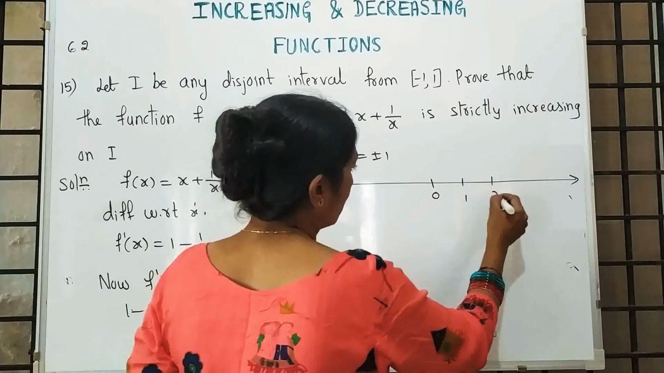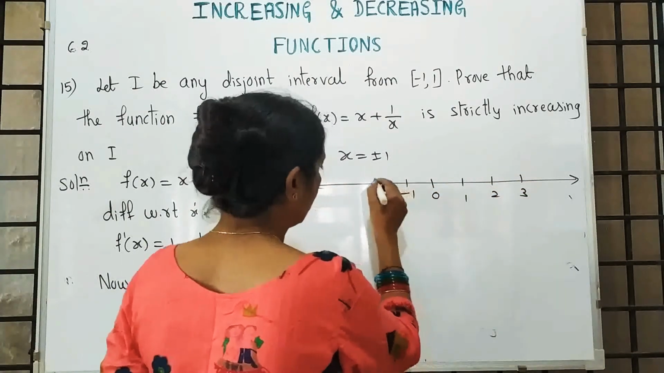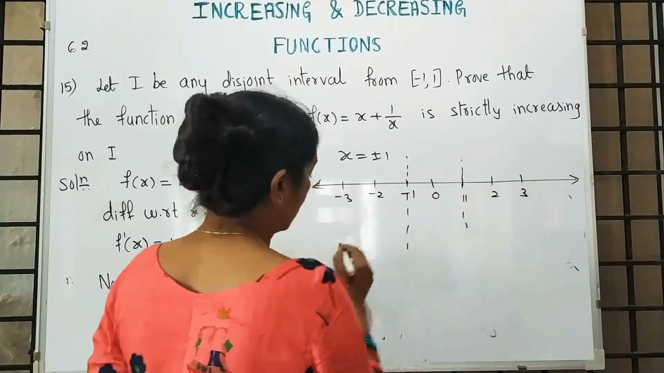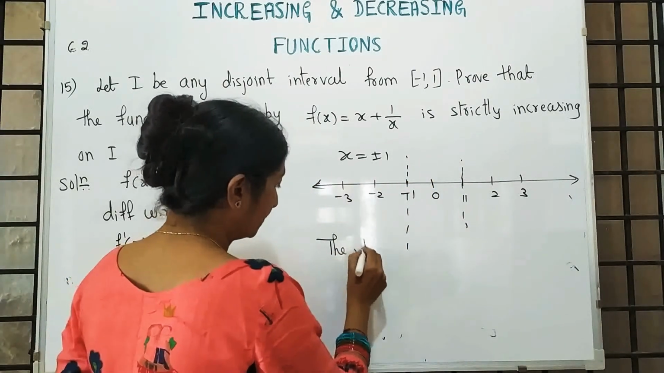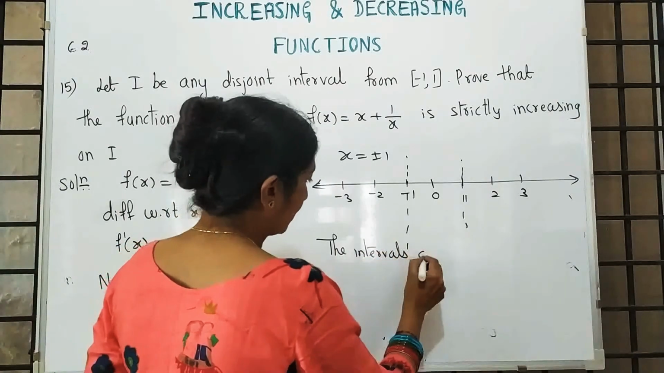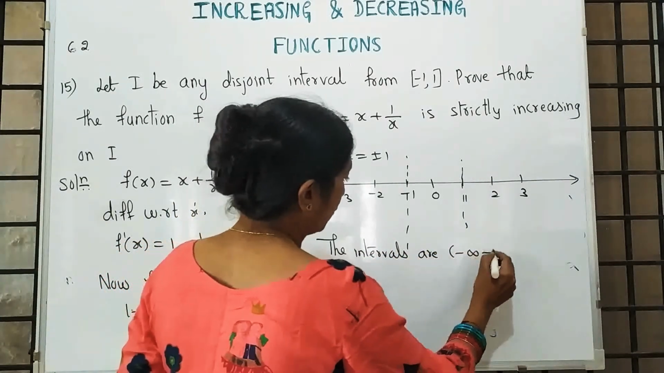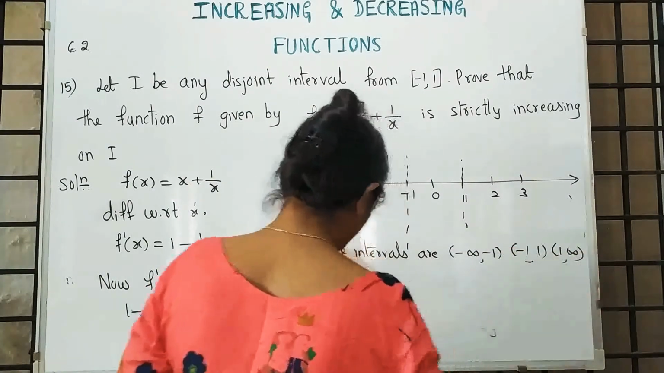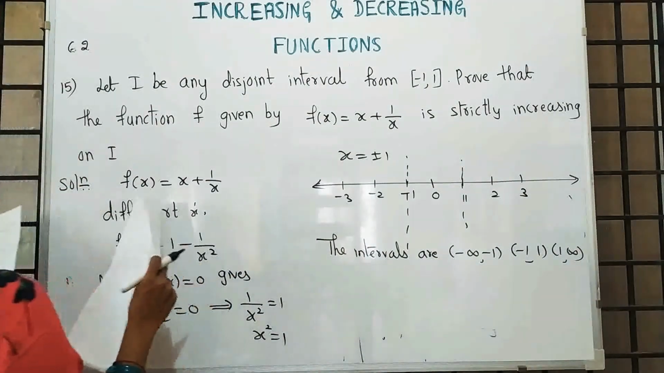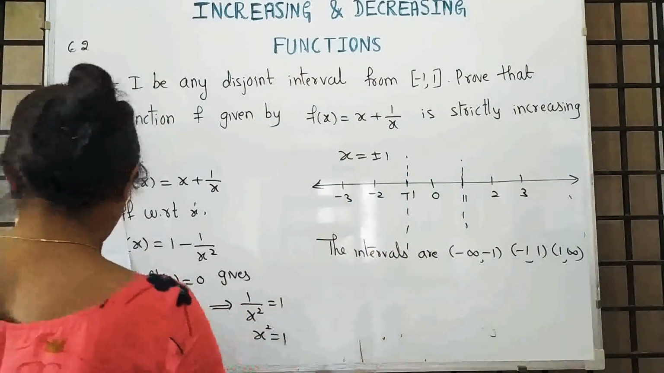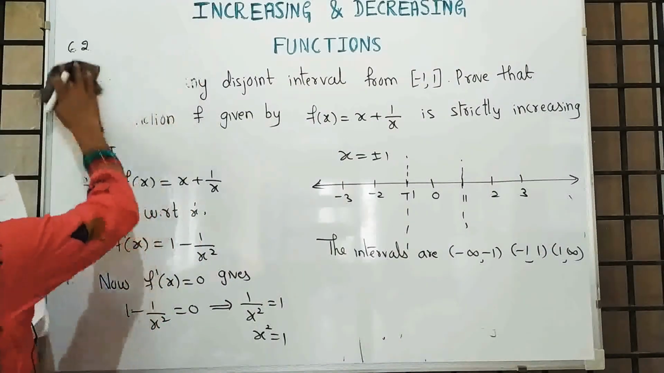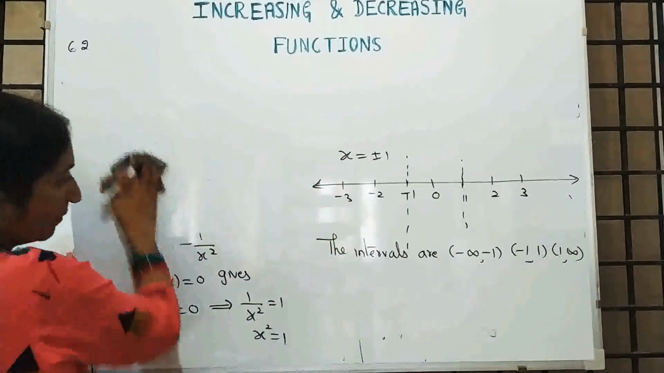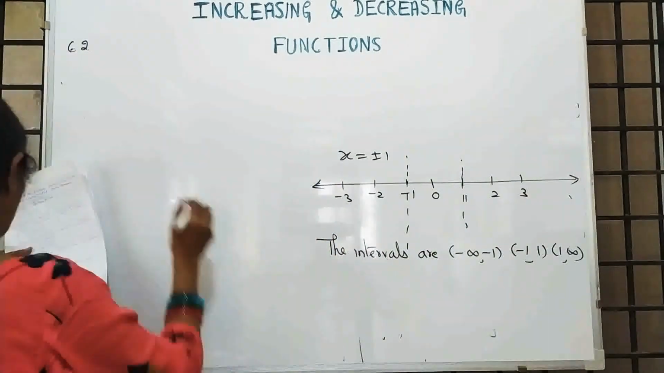If you mark this in the number line, this is minus 1 and this is plus 1. The intervals are, first is minus infinity to minus 1, next minus 1 to 1 and 1 to infinity. Now we have to write the answers one by one, selecting the intervals. First I am taking the interval minus 1 to 1, because it is given in the problem. Depending on the problem, first I am writing that interval minus 1 to plus 1.